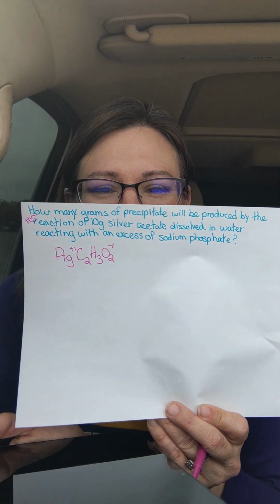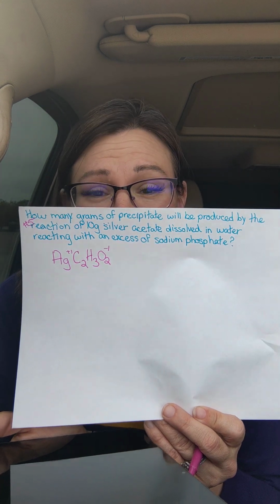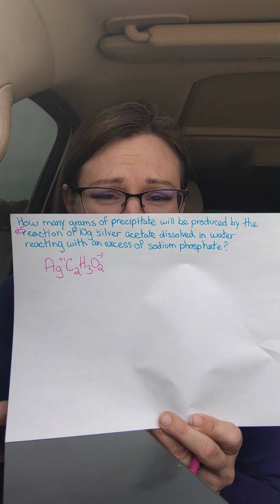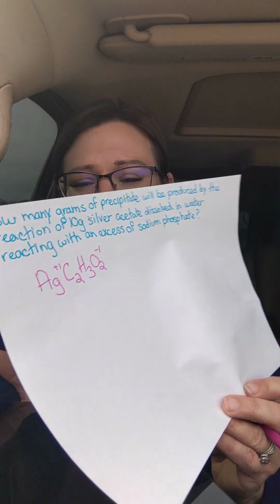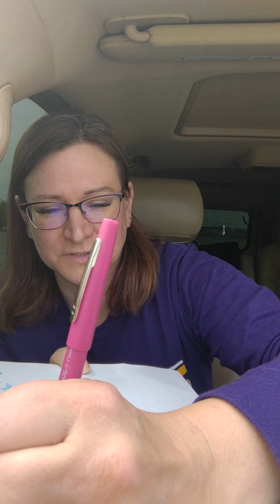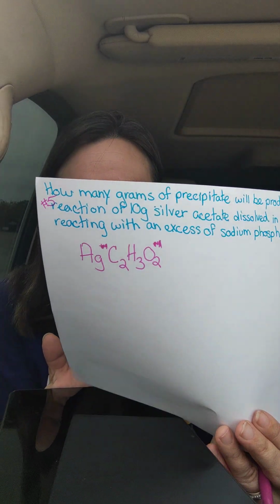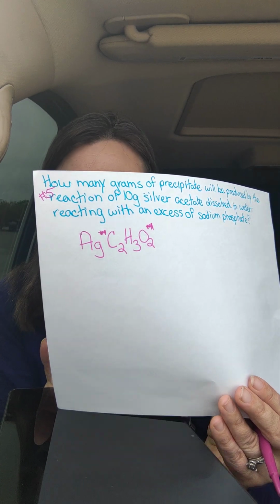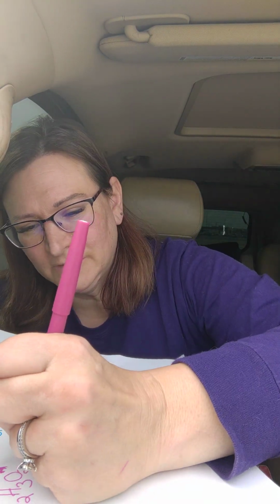All right. So a +1 and a -1, those are going to cancel out because we don't put the ones as subscript, and they cancel out. So our first compound is silver acetate. Put a little line in front of it, and that's going to react with sodium phosphate.